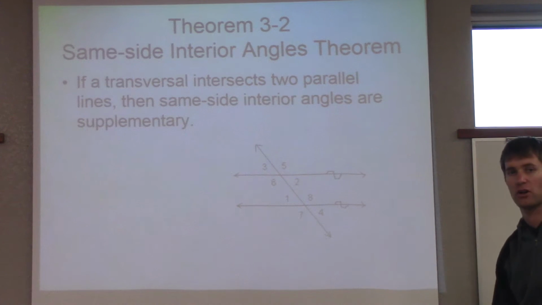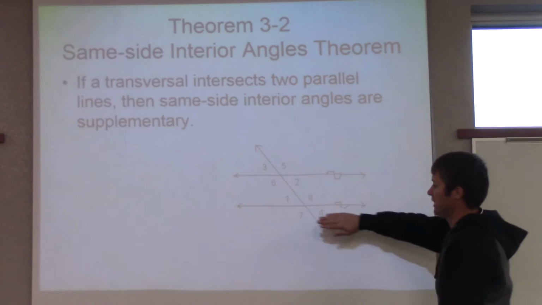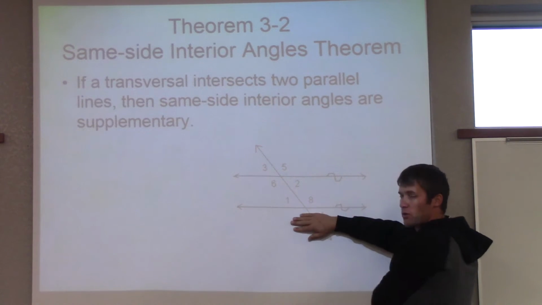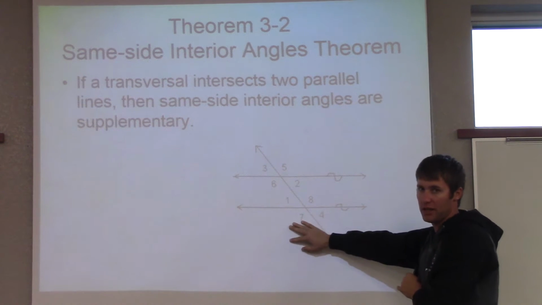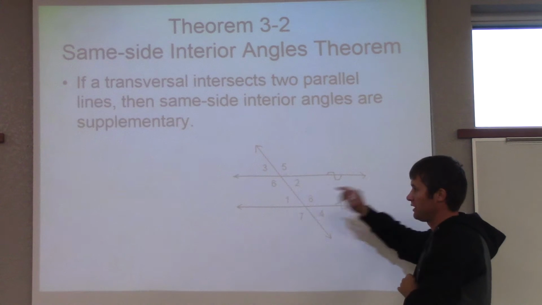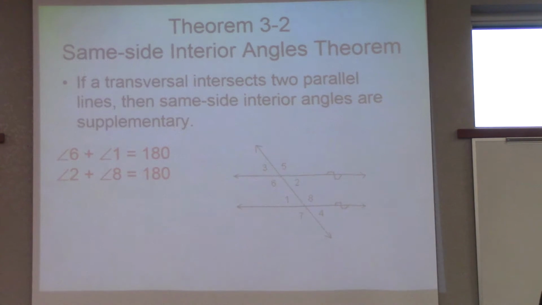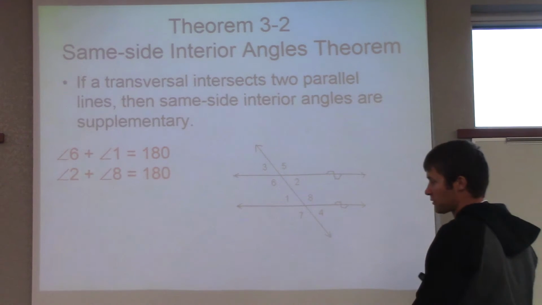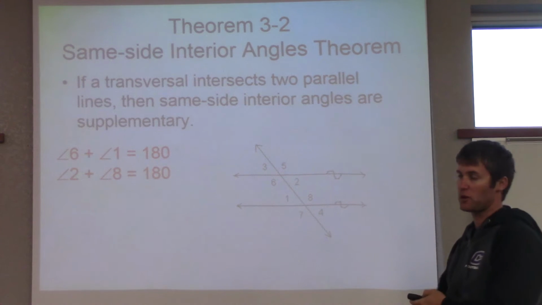Same side interior angles are supplementary, which means they add to 180 degrees. So same side, right here and here: angle 2 plus angle 8 equals 180 degrees. And then 6 and 1, we add together, would equal 180 degrees. Just to review, corresponding angles are congruent, alternate interior angles are congruent, and same side interior angles add up to 180 degrees.